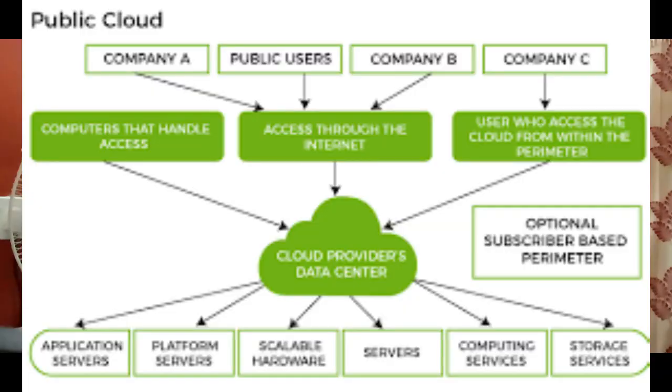AWS Outposts, a fully managed service by Amazon Web Services that extends AWS infrastructure to on-premise locations, allowing users to run AWS services in their own data centers. Next is Microsoft Azure Stack, a set of products from Microsoft that extend Azure services to on-premise environments and allow hybrid workloads to be distributed across the cloud and on-premise data centers.